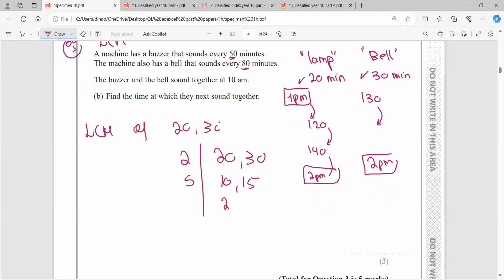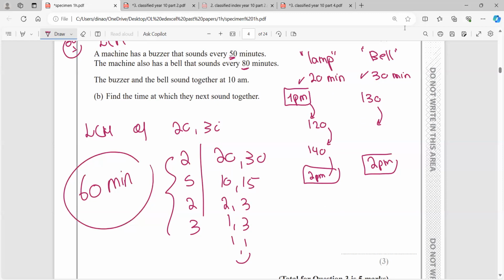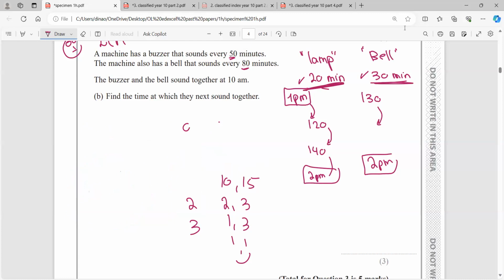10 divided by 5 is 2, and here I have 3, and after that 2, 1 and 3, and here 3, 1 and 1. If I multiply these together, what do you think the answer will be? Bravo, the answer will be 60 minutes. That means the two of them will meet again after an hour. 60 minutes means an hour. So this question over here is an LCM question.